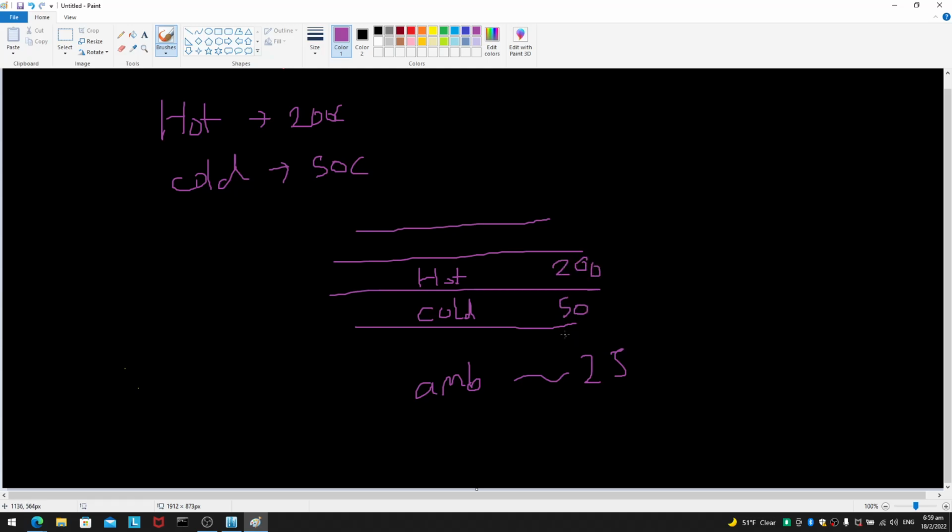So you can see that when we talk about the shell and the tube side, the tube side will have the highest temperature, and will have a higher temperature difference compared to the environment. So the environment will be like the lowest temperature.